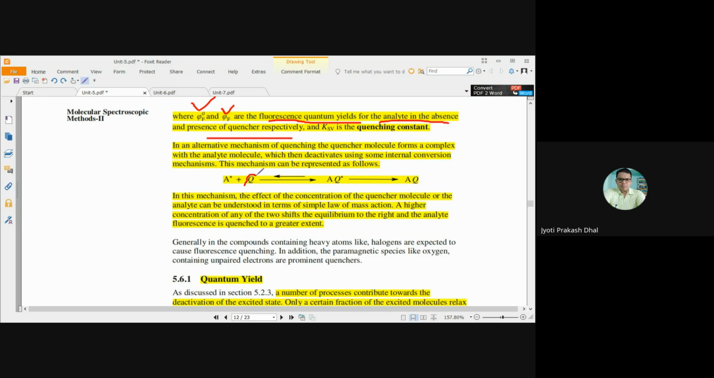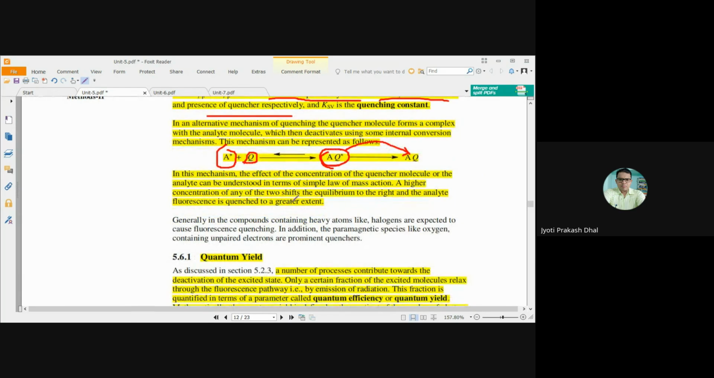So here the quencher molecule forms a complex with the excited molecule, that is A star. So Q forms a complex with A star. After that, that becomes AQ star, and then the AQ star is converted into AQ by the internal conversion mechanism, that means by a radiationless process. This is also one type of quenching process.